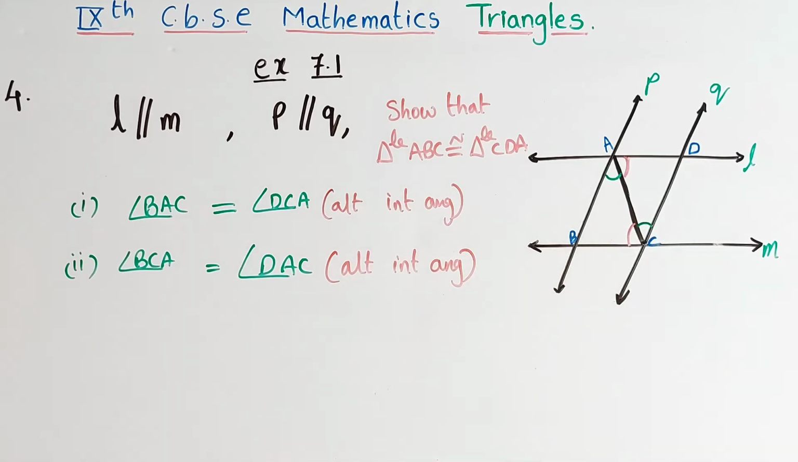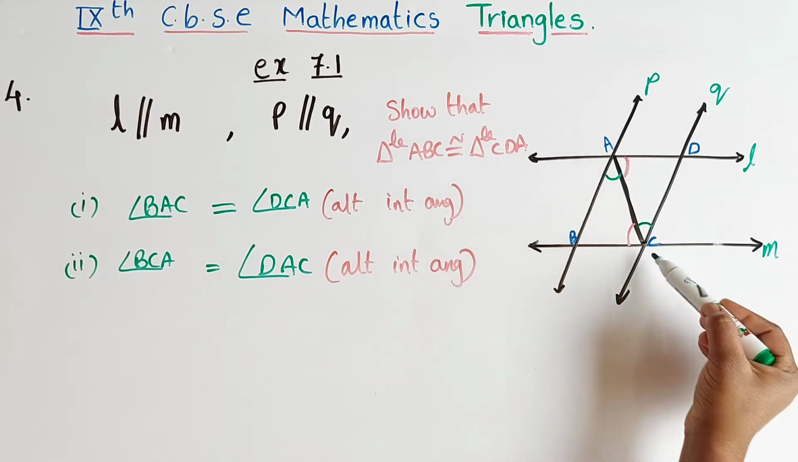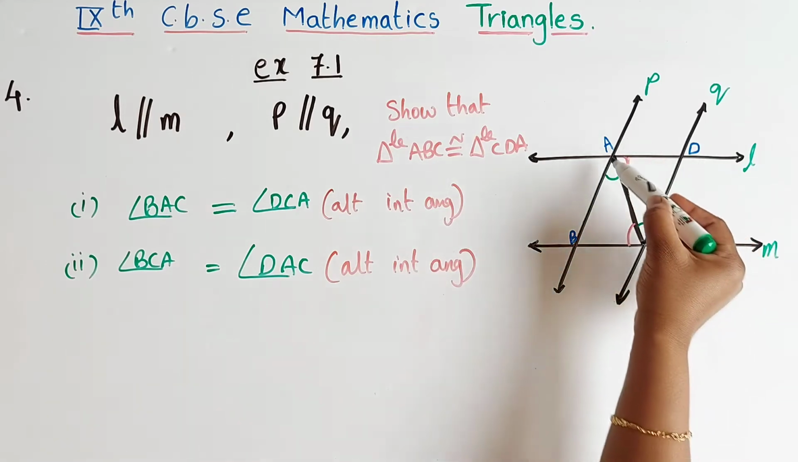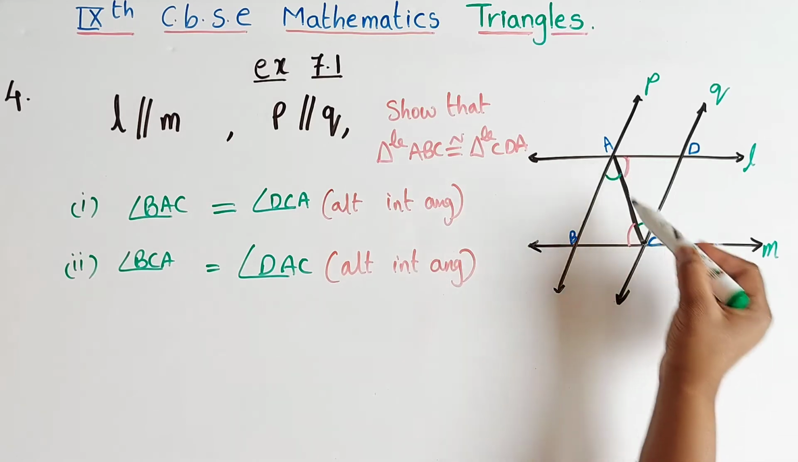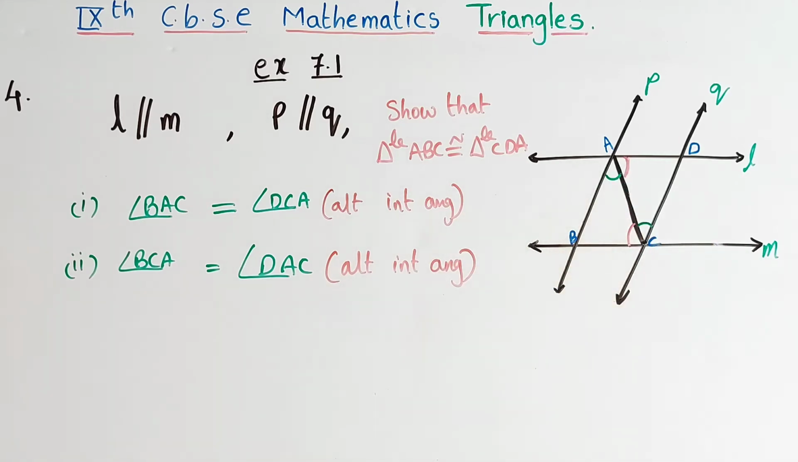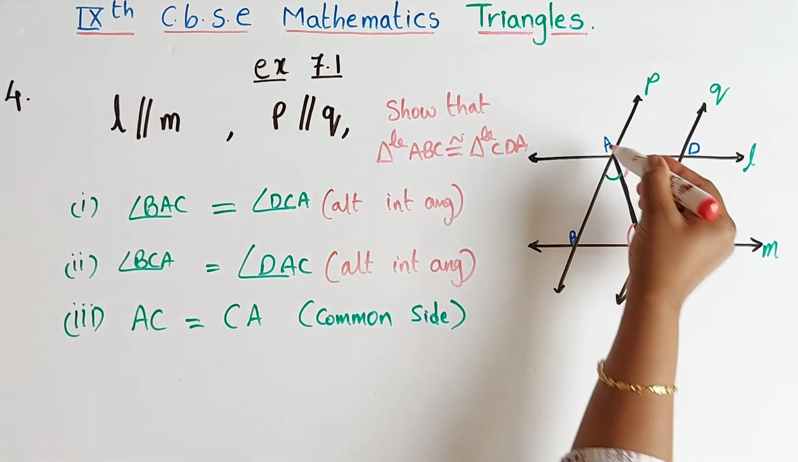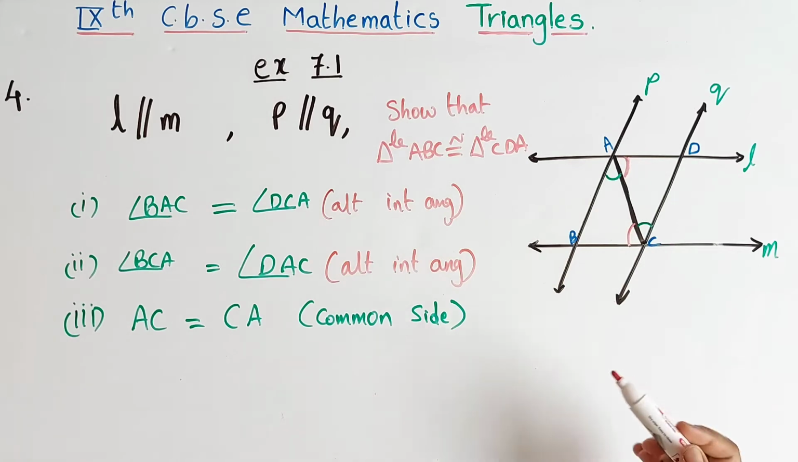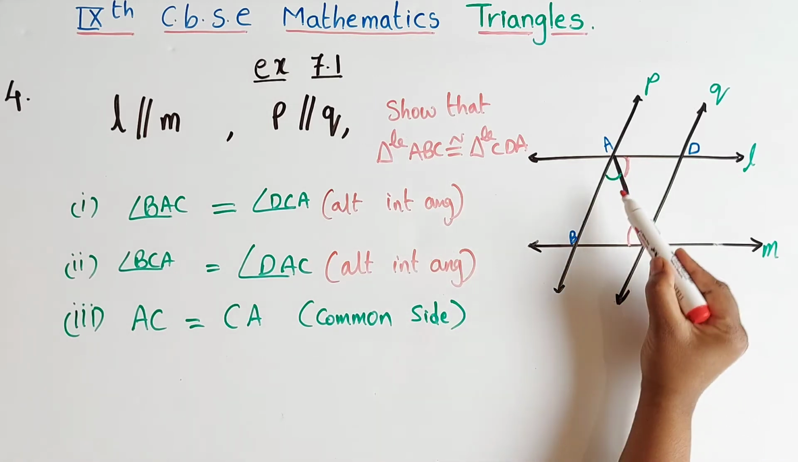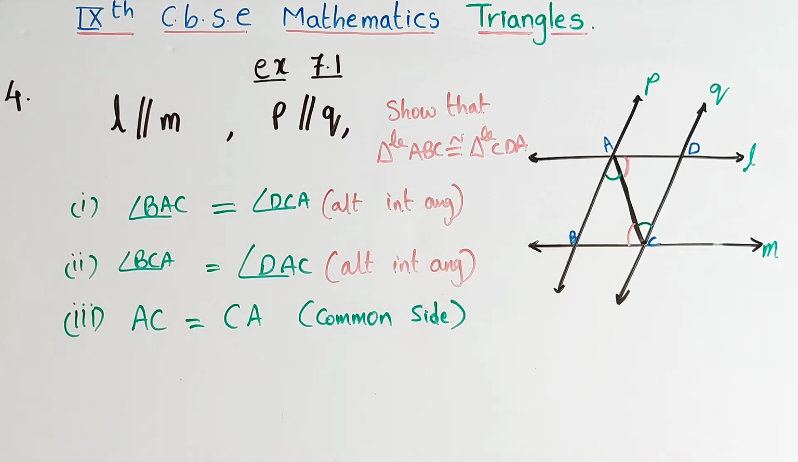Now check for the third common part. Which one is that? Check triangle ABC and triangle ADC. Here AC is common for both. Correct? AC is equal to AC, common side. Here I have written that AC equals CA, common side. Now check which rule here? Angle, side and angle, according to the ASA congruence rule.